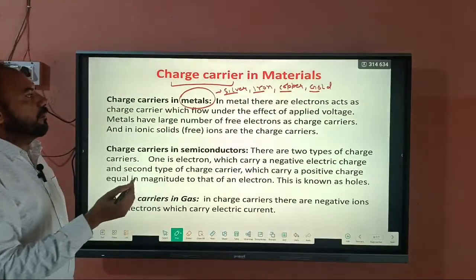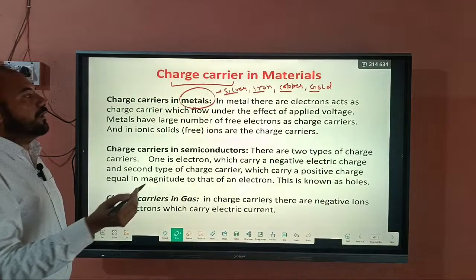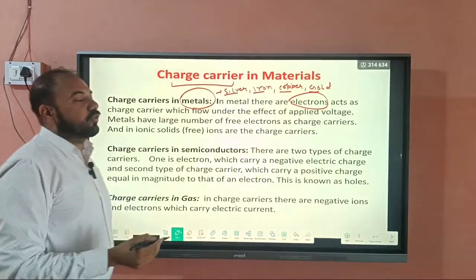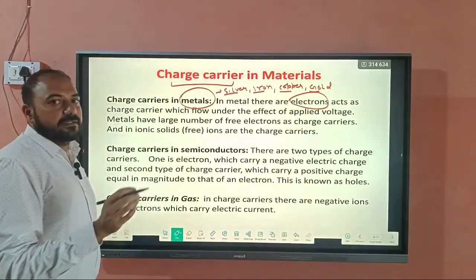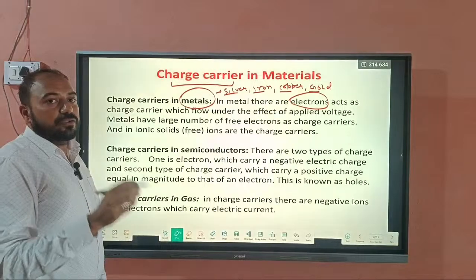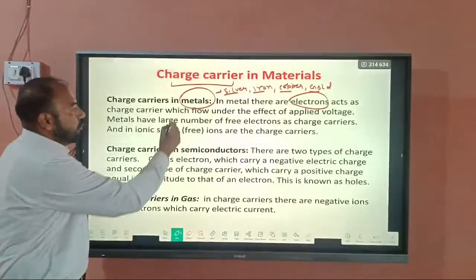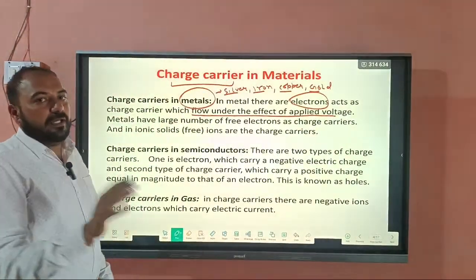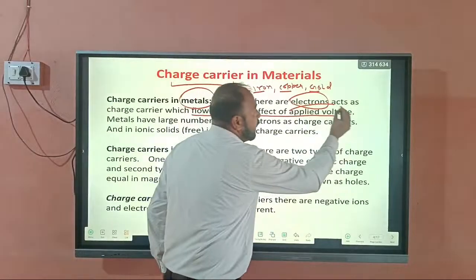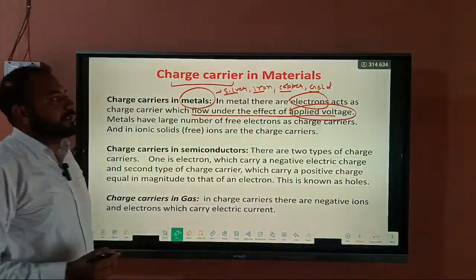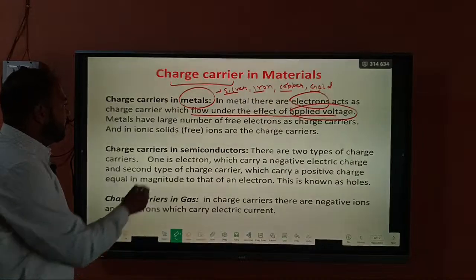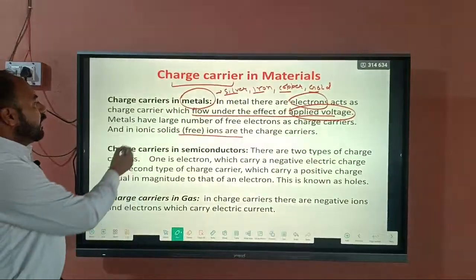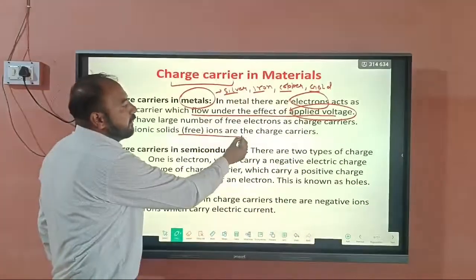These are types of metals, and they basically consist of electrons. Electrons are small particles inside the atom. When these electrons flow, they produce electric current, flowing under the effect of an applied voltage. When you apply voltage, the voltage applies force on the electrons, and these charge carriers move in a particular direction. This is due to free charge carriers or free ions, like an ionic solid, which contains ions or charge carriers.